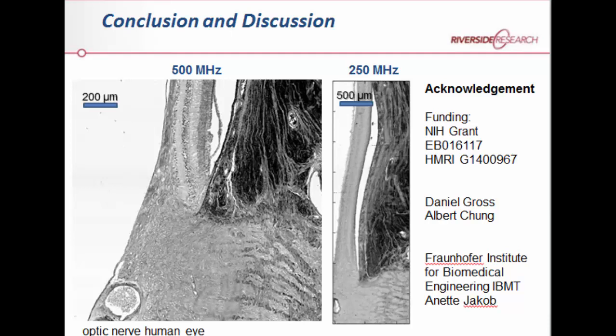We also recently got a 500 megahertz transducer, which would provide a higher resolution. So maybe we can also assess different layers of the sclera. This is the optic nerve here, and we see the retina. And we can even resolve now almost the rods and cones in the retina.